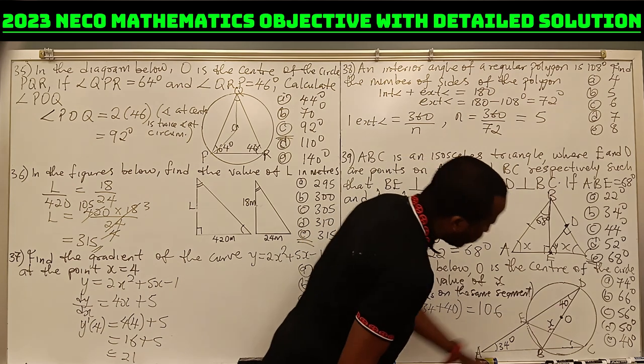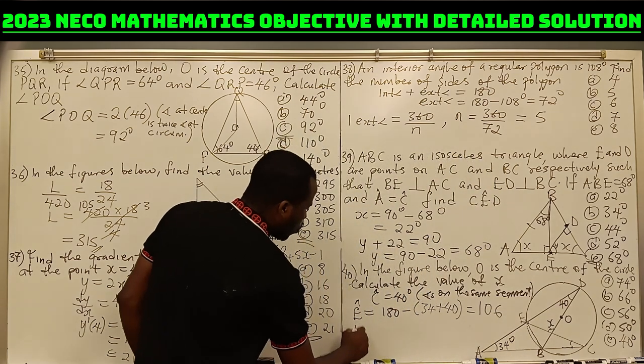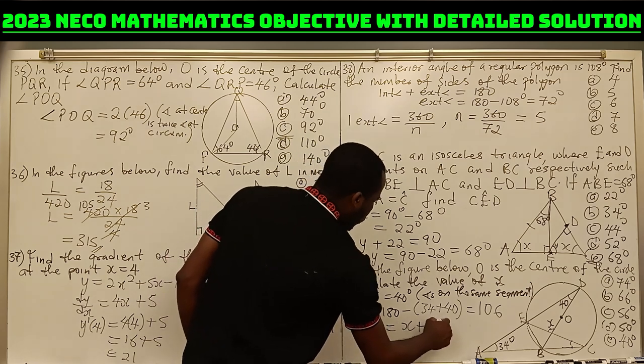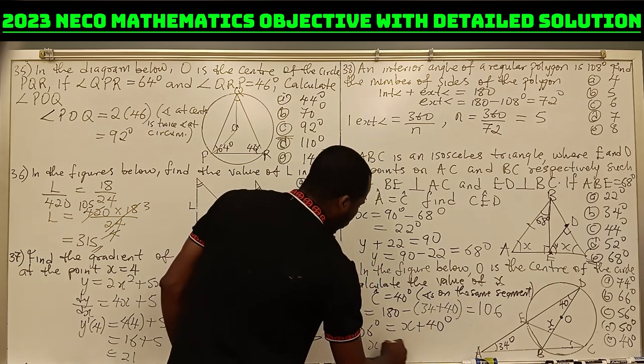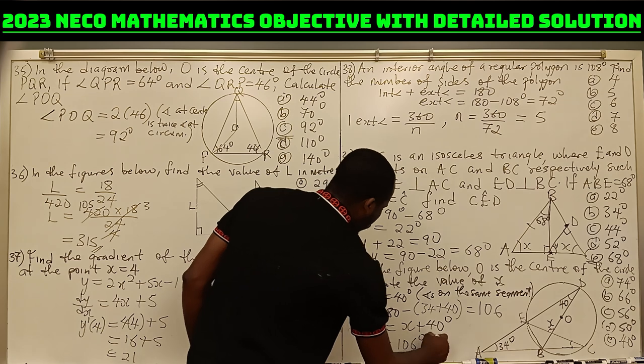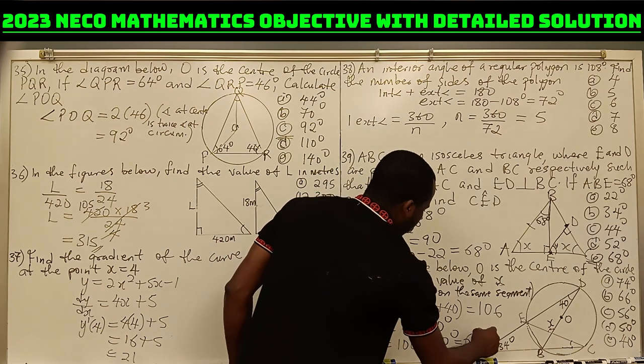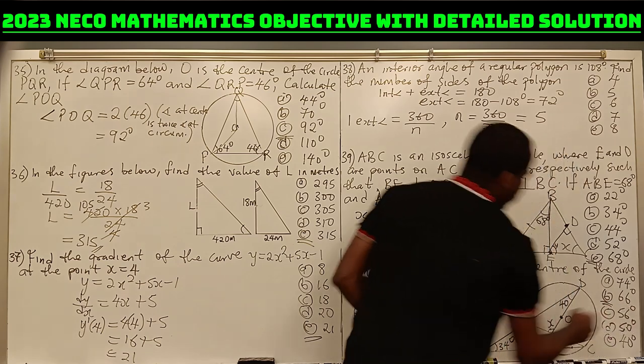So now, since here is 106, I will use the property that exterior angle of a triangle is equal to the sum of the two opposite interior angles. So that 106 degrees has to be equal to x plus 40. So that x will now be 106 degrees minus 40 degrees. This is 66 degrees, which is B.